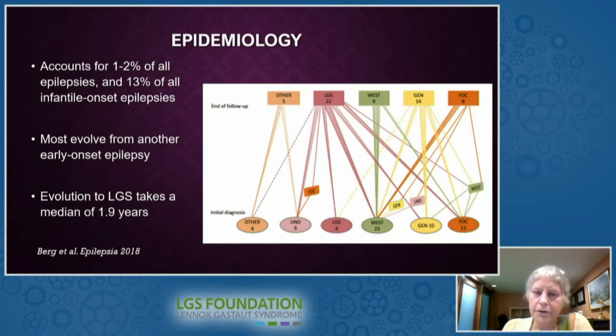And you can see here the initial diagnosis. Only 4 of these individuals had Lennox-Gastaut. In fact, West syndrome was certainly the most common DEE that was seen. But then by the end of follow-up, Lennox-Gastaut was actually the most common diagnosis. So many of these other DEEs can evolve to Lennox-Gastaut syndrome. And she found that the evolution to Lennox-Gastaut takes a median of 1.9 years. So again, this is a process we see over time, and I think others today have clearly commented on that.